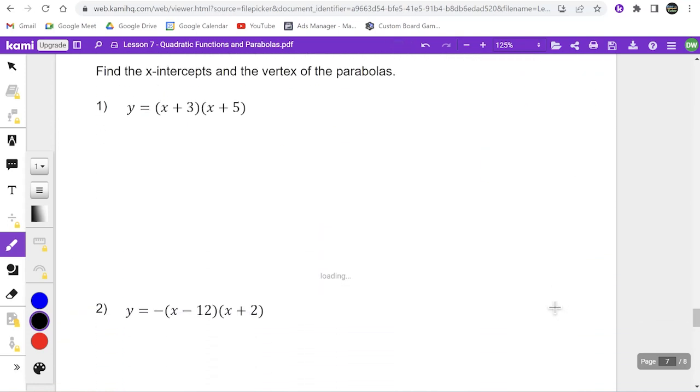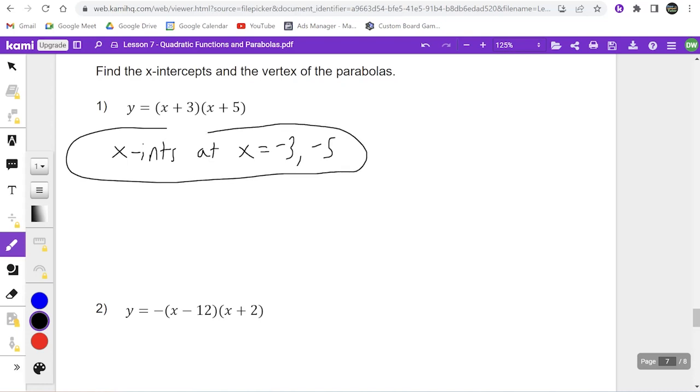So now let's look at some example problems. Find the x-intercepts and the vertex of the parabolas. Notice we don't even care about opens up versus down anymore. That was easy stuff. I think you know it by now. But for the x-intercepts, looking at this first one, hopefully you realize the x-intercepts are going to be at x equals negative 3 and negative 5, because it's the opposite of the values there.